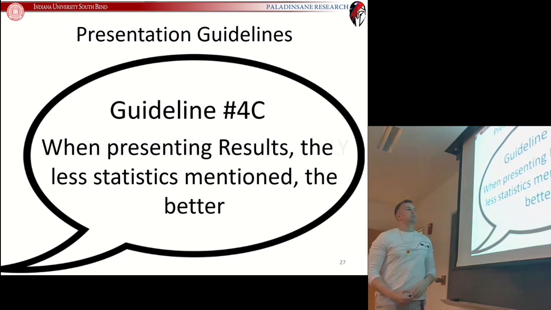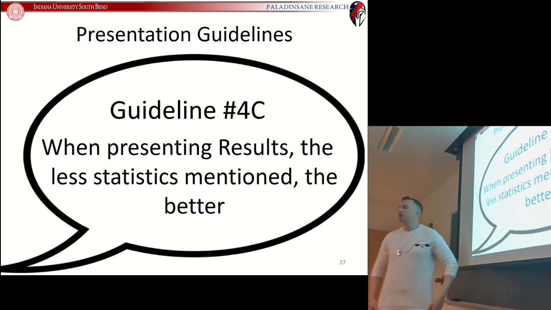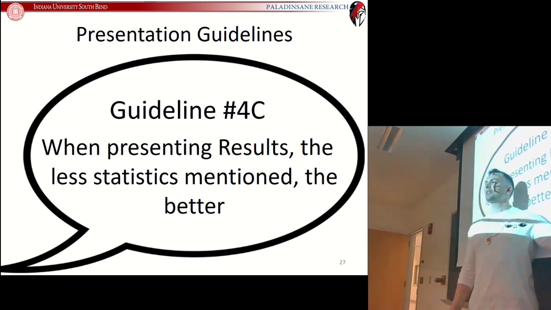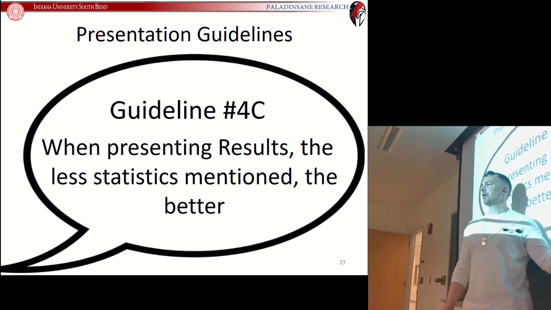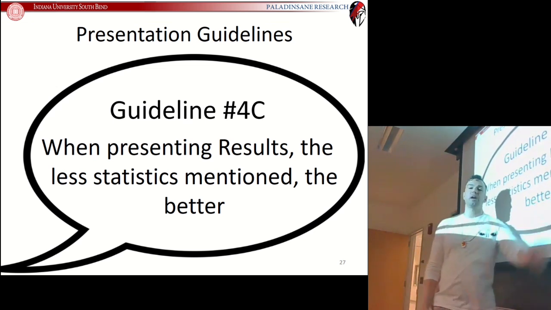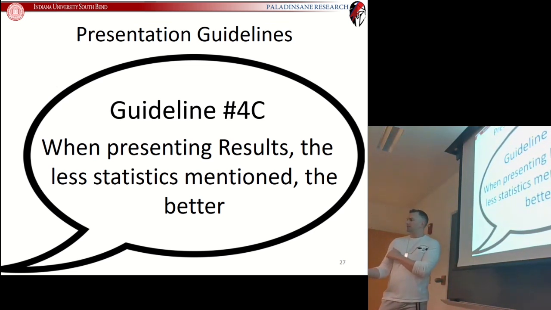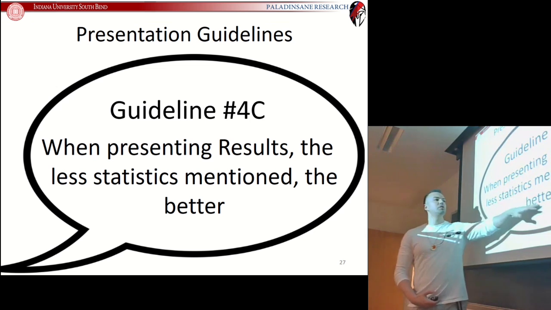When you're presenting the results, the less statistics you mention, the better your results are communicated. So you do need some statistics, right? Some statistics help, especially that p-value. When they see that p-value and they see that it's less than 0.05, people that are in the know, they understand. They're like, ooh, wow, p-value, right? So you do want to present some statistics, but the less you mention, the better.